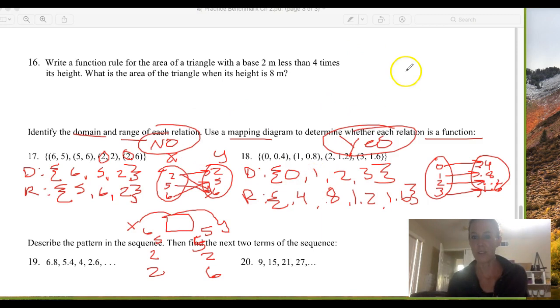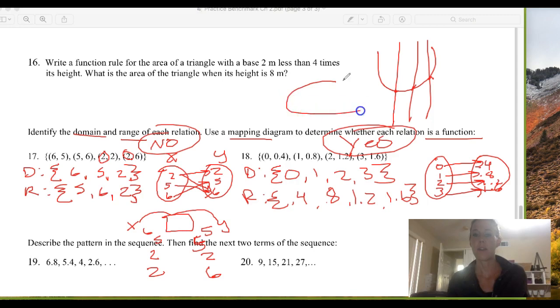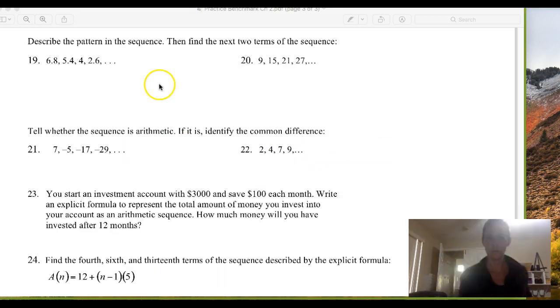You can also tell if it's a function if you graph it. If I graph something like this, and I do the vertical line test, and it only touches once, no matter where I draw a vertical line, it only touches once. If I have a graph like this, and I draw a line through, and it touches twice, that means I have the same x value for two different y values. That's not okay. Not a function. Okay, on to the next one.